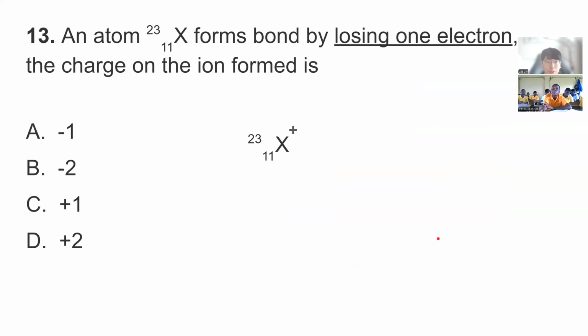Let's try this question. Any atom X forms a bond by losing one electron. The charge on the ion formed is, what will be the charge of this atom? Yes, that's right. C, positive one, because it lost one electron. So it is positive one.